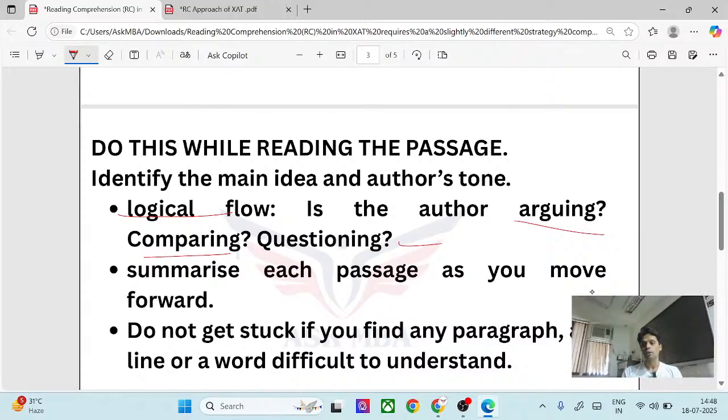Summarize each passage as you move forward. Let's say 3 पैसेज है, मैंने एक पैसेज पढ़ा. Before I go on to the next one, take a small pause, a few seconds, and ask yourself what you have read, what you have understood. Do not worry if you do not get a word or maybe a line or even a whole paragraph.